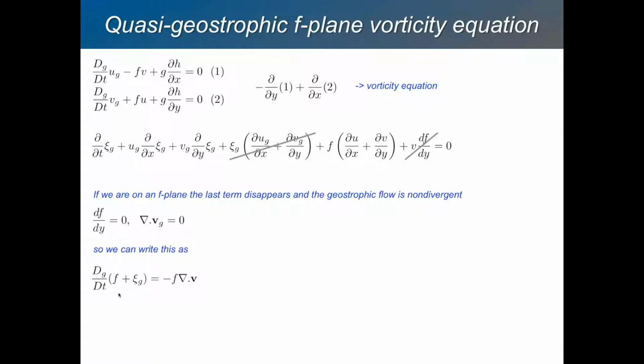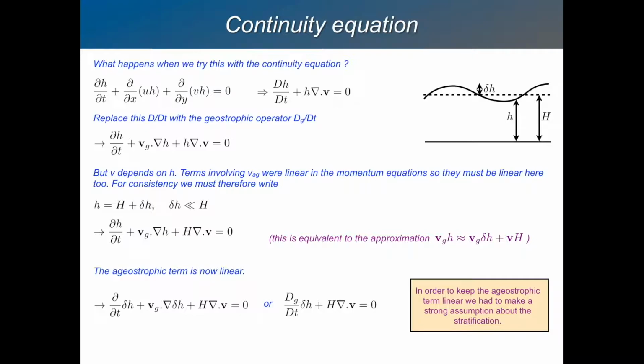The geostrophic tendency of the absolute vorticity is given by the divergence of the ageostrophic flow. So the divergence of the full flow, which is not 0. Okay? How about the continuity equation? Because we need that as well. We need not just the vorticity equation, but also the continuity equation.